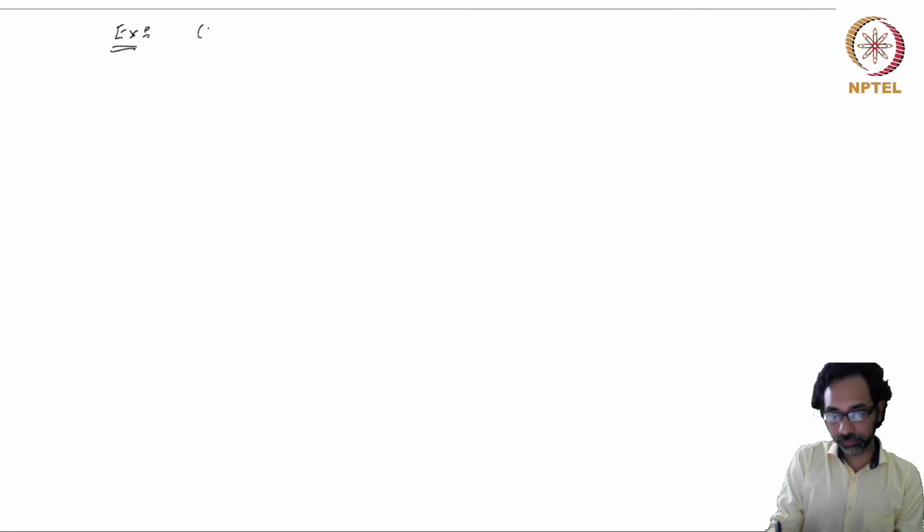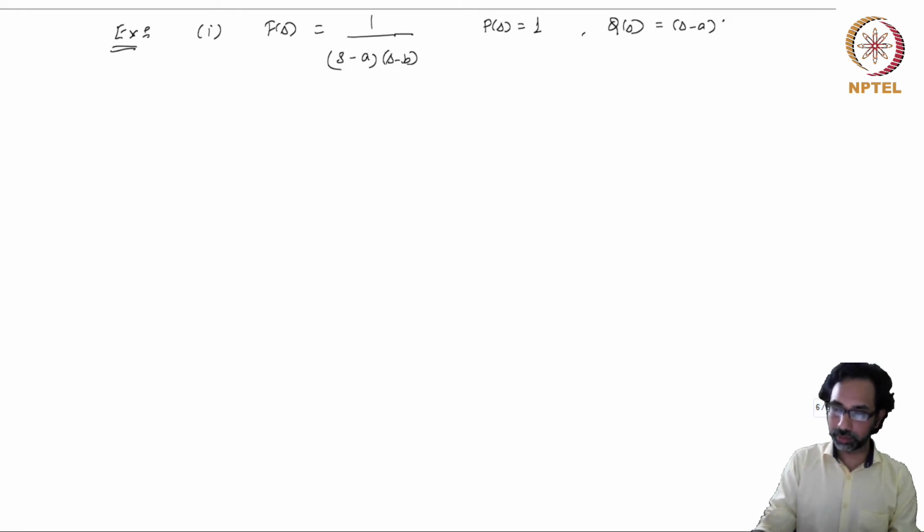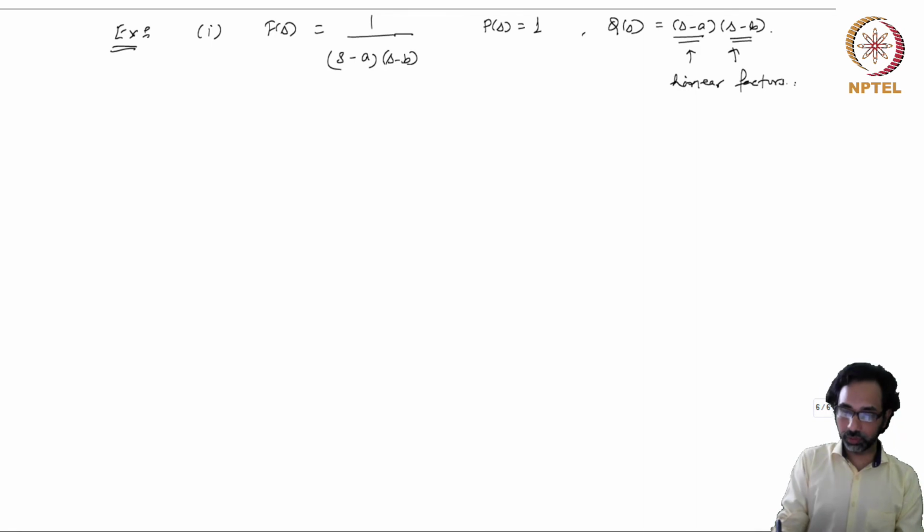So for the first example, we will take F(s) to be 1 over (s minus a) times (s minus b). So here our P(s) is 1, so P(s) can be a constant polynomial, but Q(s) is not a constant polynomial. This is (s minus a) times (s minus b). So for each linear factor in Q(s), we have two linear factors. These are linear factors. So for each linear factor, we will write P(s) over Q(s).